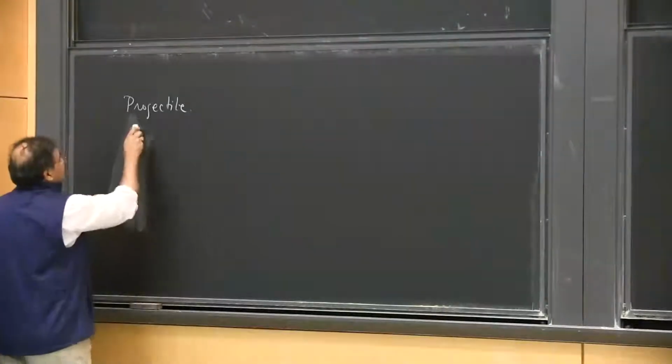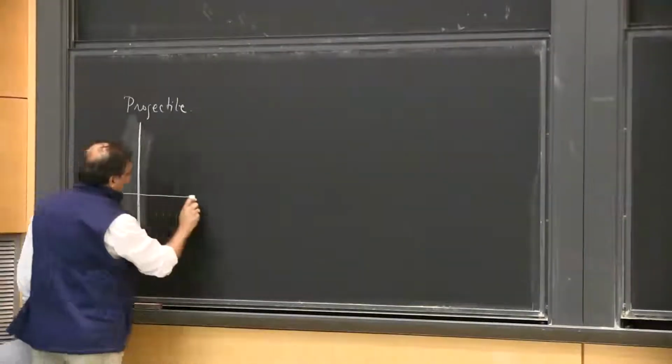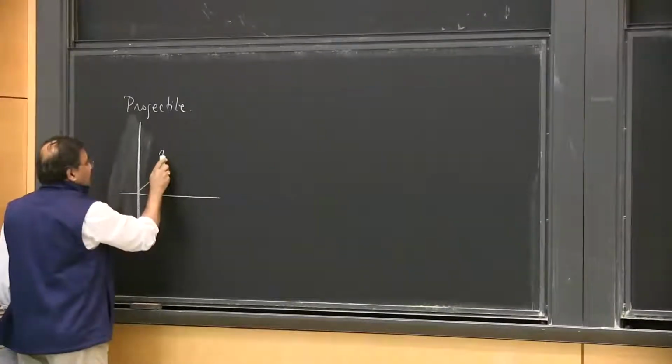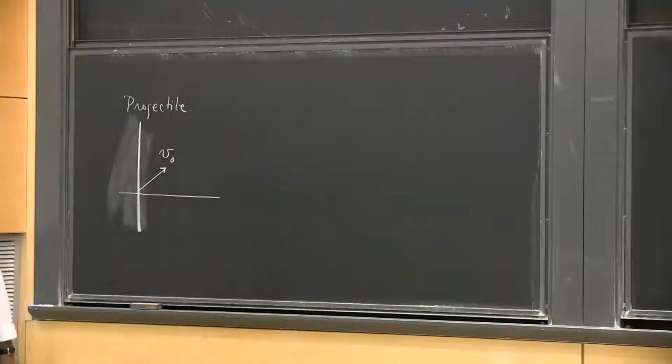So this is the y-axis, and this is your x-axis. And you launch something, let's say at some velocity v0. I'm just writing the magnitude, I'm not writing it as a vector.